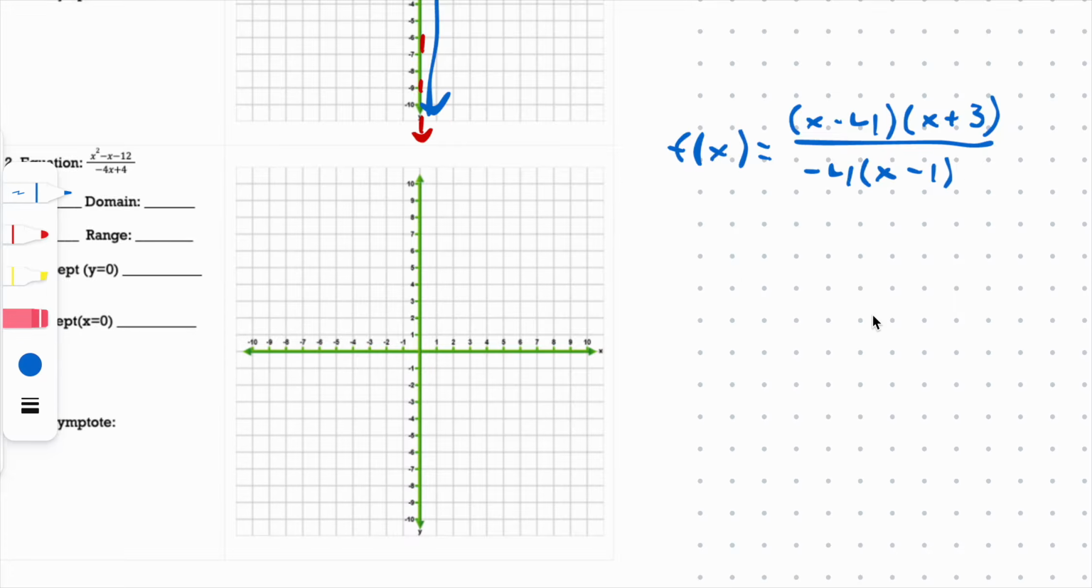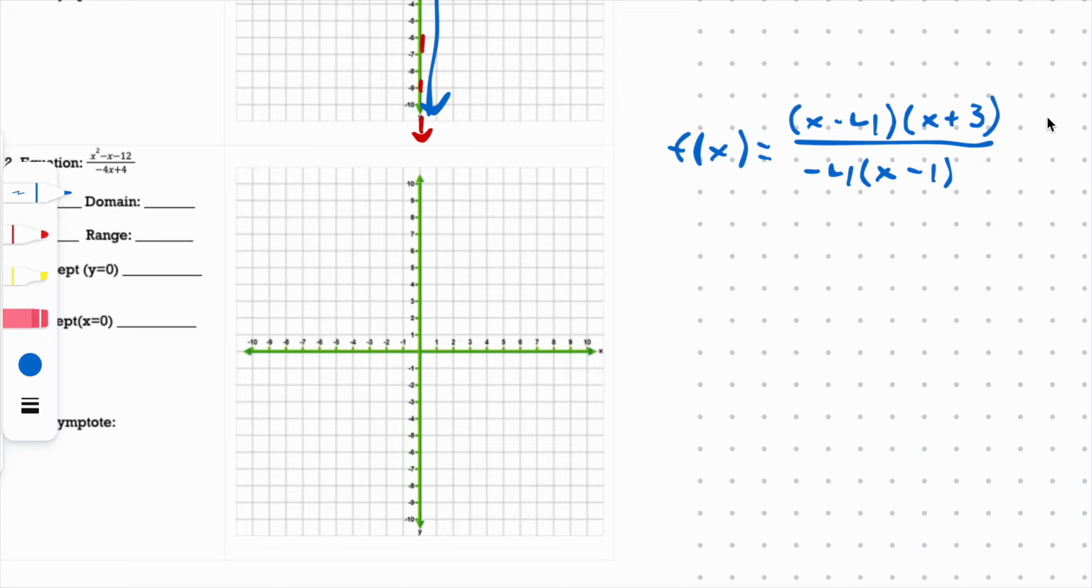Boom. Okay. So now we want to find the zeros. The way we find the zeros is by setting our numerator equal to 0. But first, let's look at this. Can we factor or cancel anything out? No, we can't, so we don't have any holes.